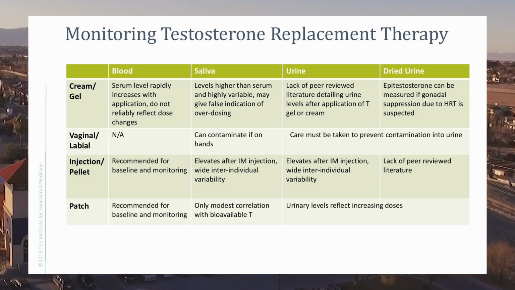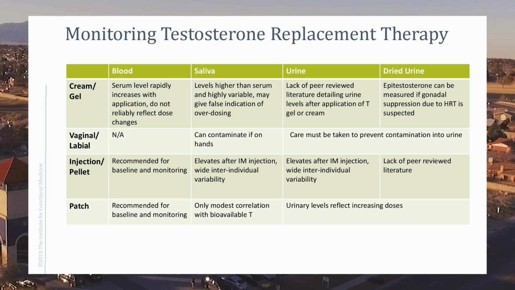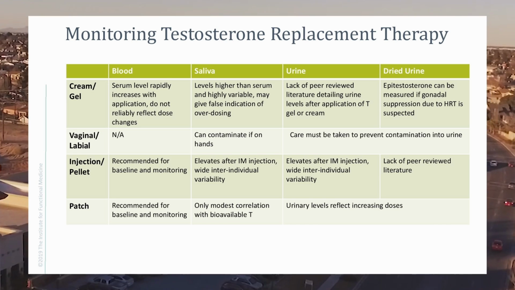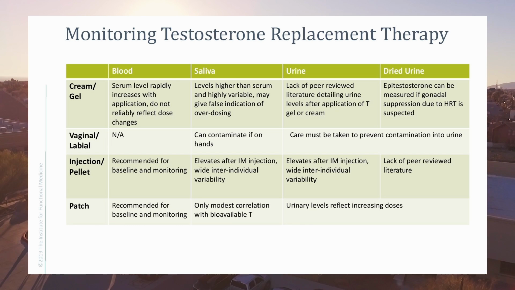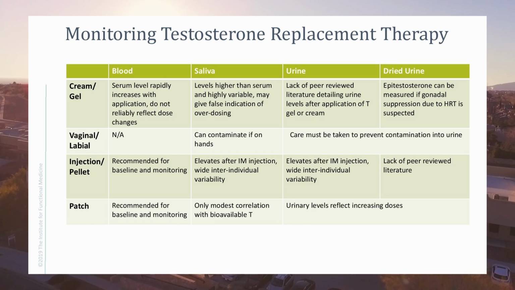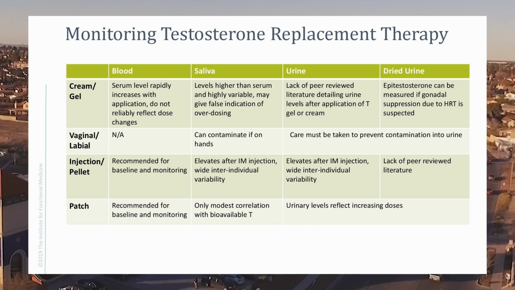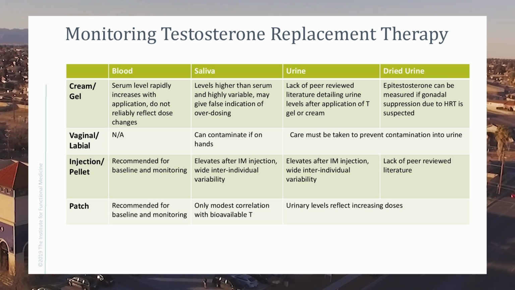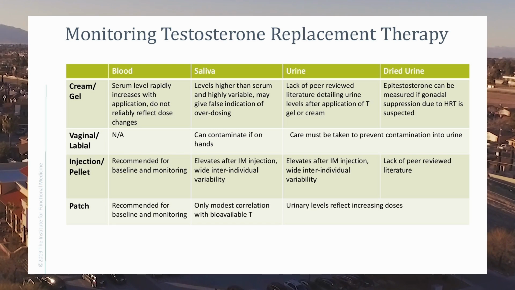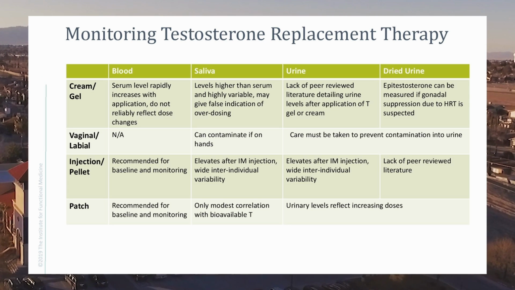Okay, testosterone replacement therapy. Creams or gels. The serum level rapidly increases with application and doesn't really reliably reflect dose changes, so serum blood levels are probably not a great way to go. Now in the saliva, the levels are a lot higher than the serum, and they're highly variable. They may give a false indication of overdosing, so be careful about that. And in the 24-hour urine, there's not really good peer-reviewed literature detailing what actually happens after testosterone gel or cream. So you probably don't really want to use a 24-hour urine.